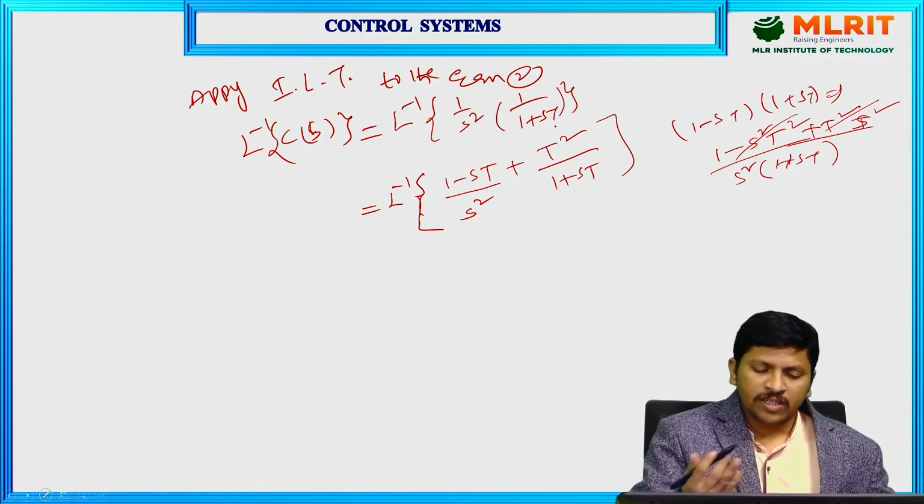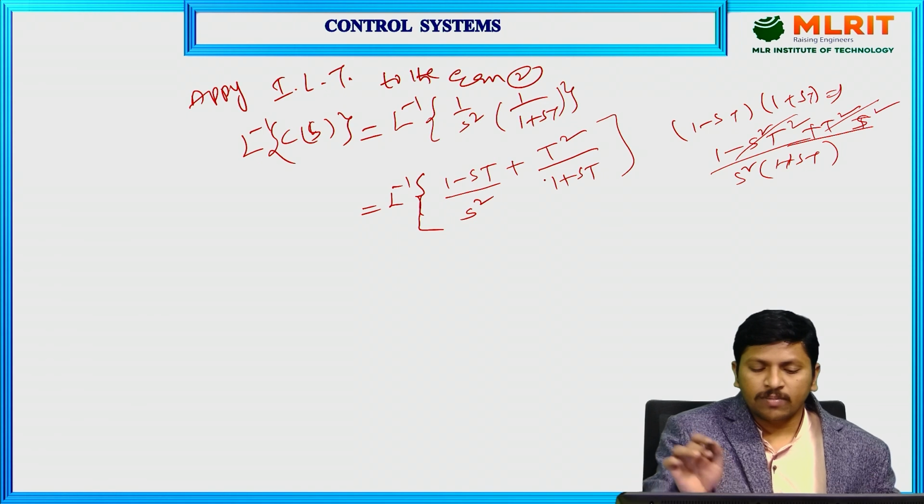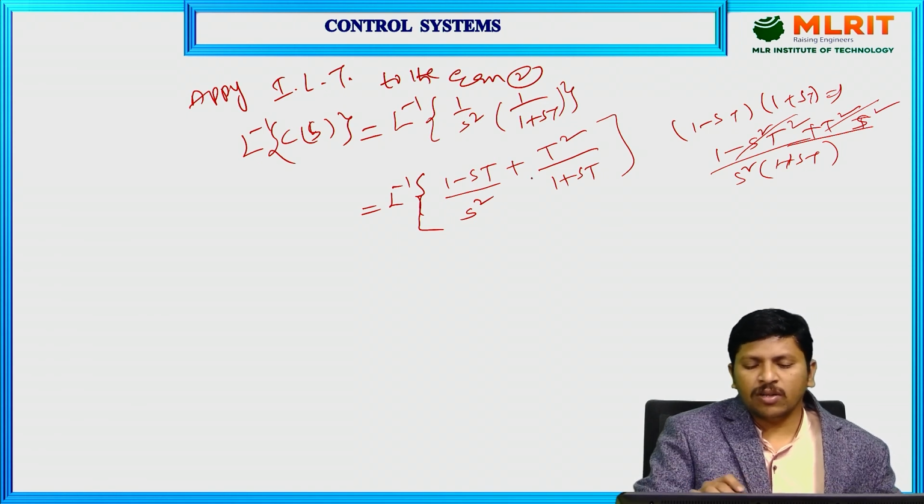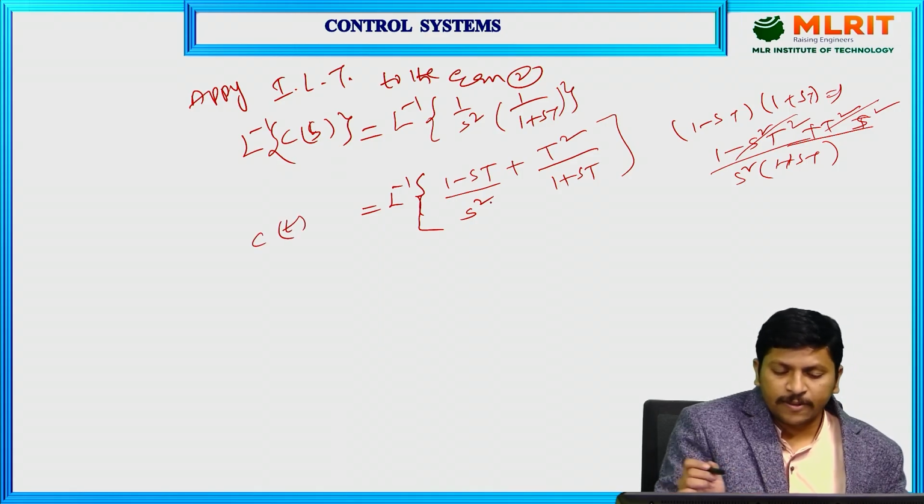So we are going to simplify this equation, or we are going to write it in the terms (1 − st)/s² + t²/(1 + st). This is also no problem. So inverse Laplace of C(s) is nothing but c(t), that is equal to this.